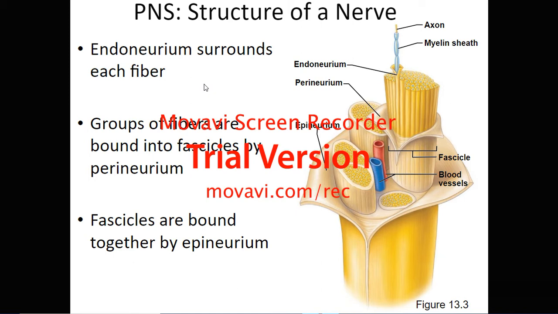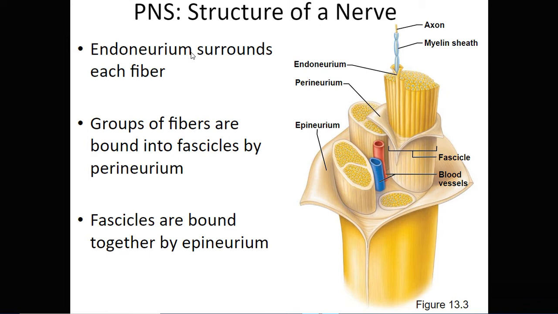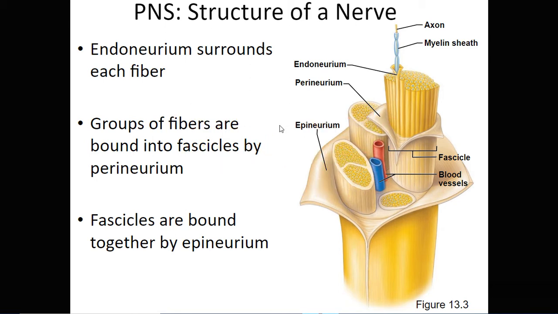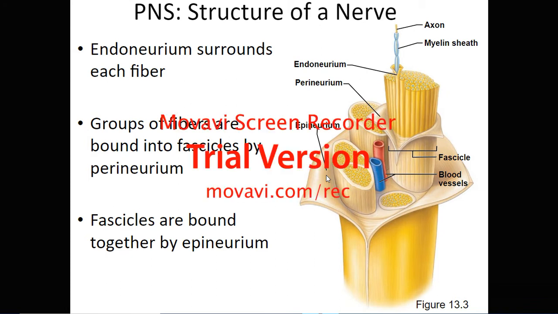Now we're on the peripheral nervous system, but endoneurium is going to be the connective tissue that surrounds each fiber. A group of fibers are bound into fascicles by the perineurium, and then fascicles are bound together by the epineurium. Again, that terminology is very similar to the muscle connective tissue that we studied previously.